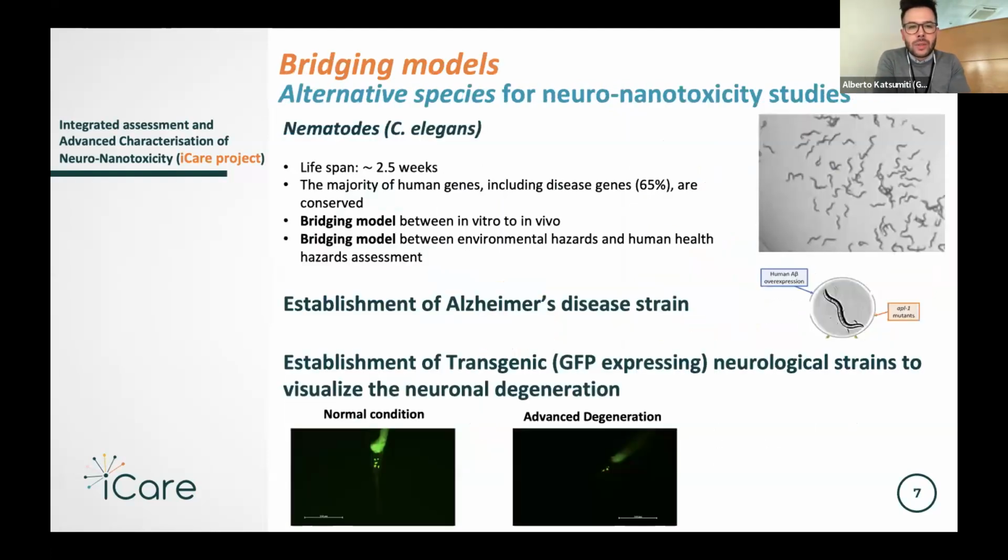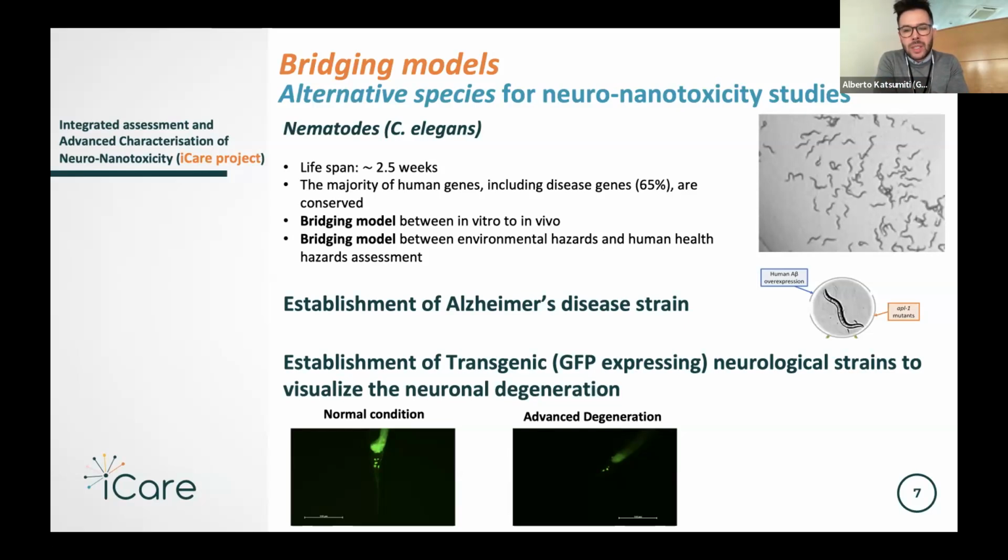Good, so moving towards the bridging models. In this first slide, you can see that the first bridging model that we're exploring here is C. elegans. C. elegans is a very interesting organism because it has a very short lifespan, of more or less 2.5 weeks. As you can see, the majority of the human genes are conserved in this species, including disease genes. It is a very interesting species because it serves as a bridging model between in vitro and in vivo, but also between environmental hazard and human health hazard assessments.